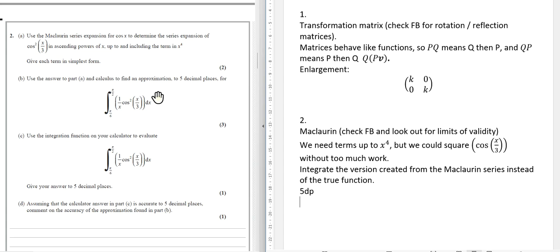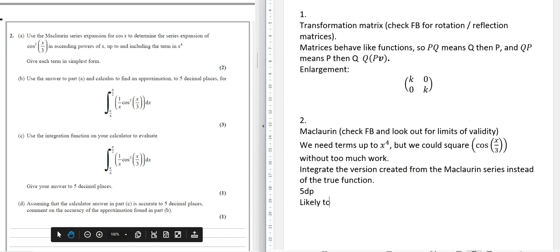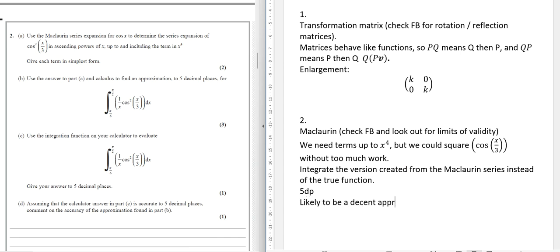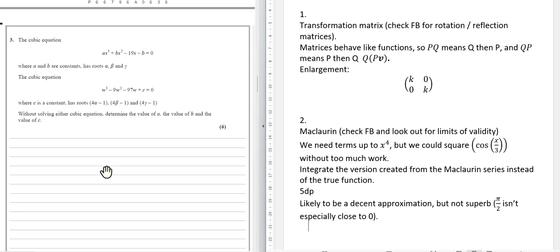Remember, Maclaurin series, as opposed to a Taylor series that can be centered anywhere, Maclaurin series is always centered at the origin. So that's something to think about. Likely to be a decent approximation, but not superb, because pi by 2 isn't especially close to 0. But I think it would be unlikely for them to give you something where it was wildly off, because that would make it harder for you to tell that you've done the right thing.